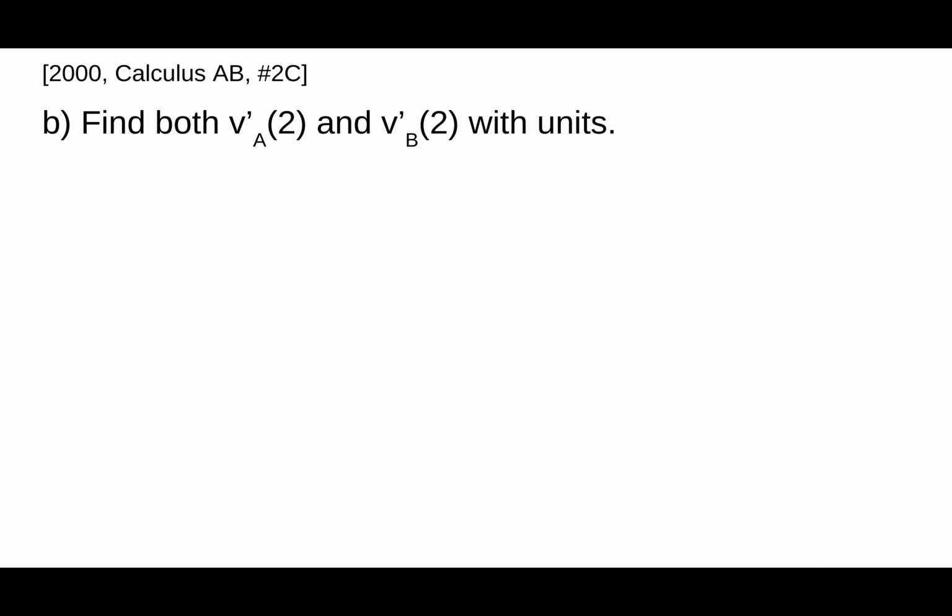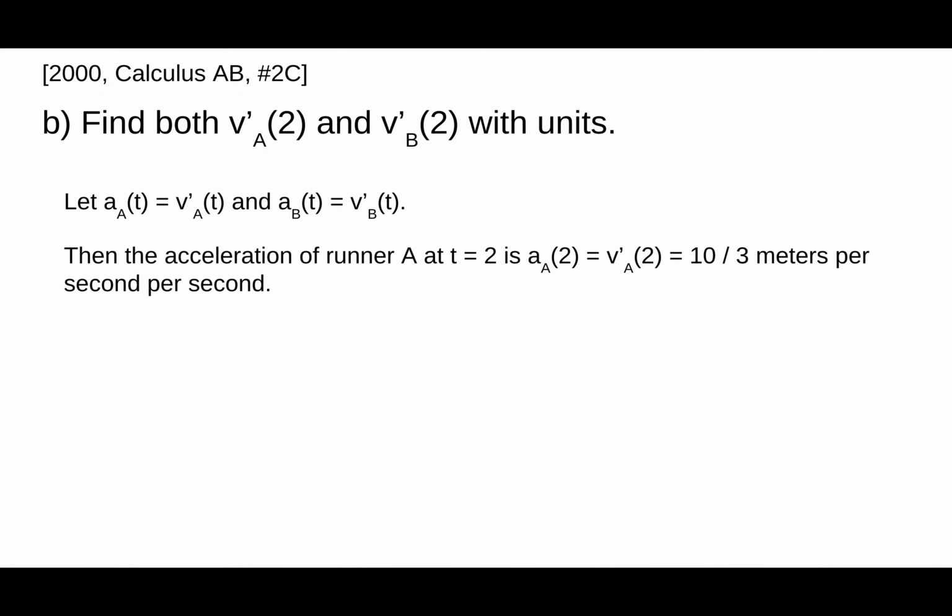In part B, we are asked to find the acceleration of runner A at t equals 2 and the acceleration of runner B at t equals 2 and include the units. If we define the acceleration function little a sub A of t to be the derivative V prime A of t, and likewise a sub B of t to be V prime B of t, we can determine the acceleration by differentiating the velocity functions for both runner A and runner B.